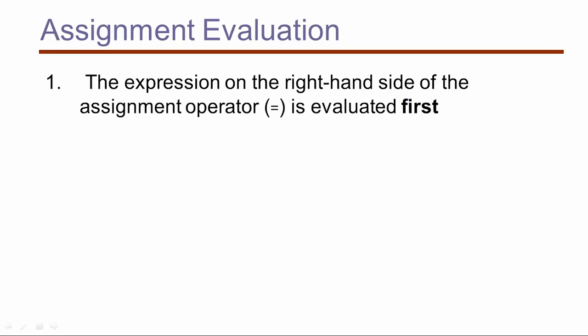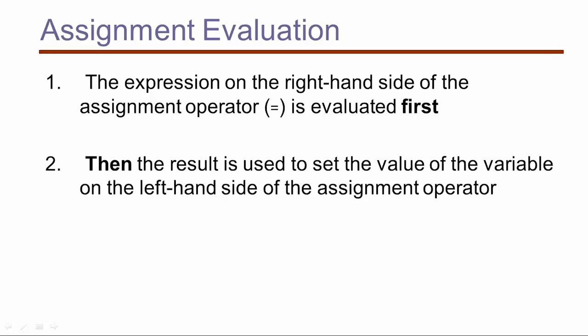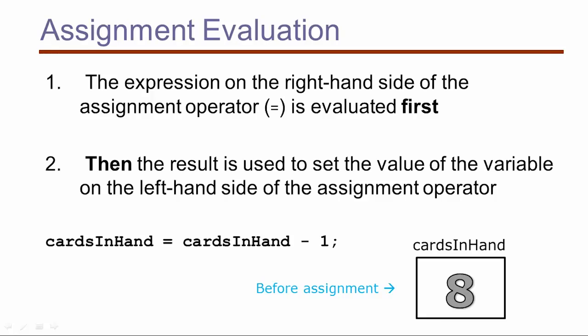Note that in evaluating the assignment statement, the expression on the right of the assignment operator is evaluated first to produce a value, and then that value is assigned to the variable on the left of the assignment operator. In this example, we first evaluate the expression on the right by getting the current value of cardsInHand, which is the value 8, and then subtracting 1 from it. This new value 7 is then assigned to change the variable cardsInHand.